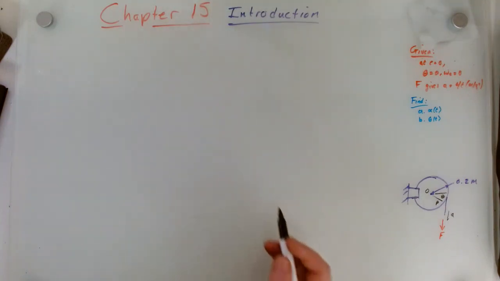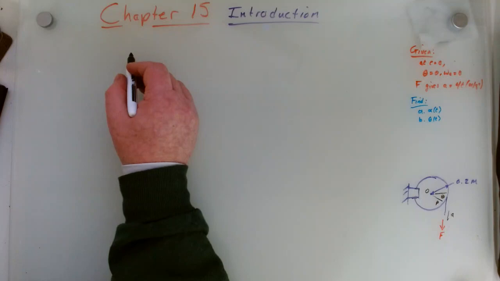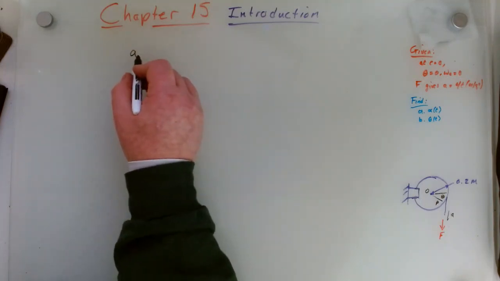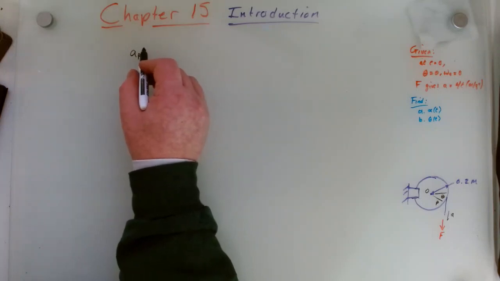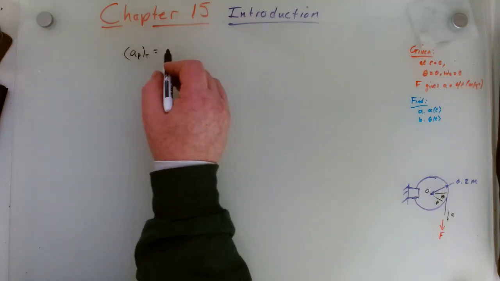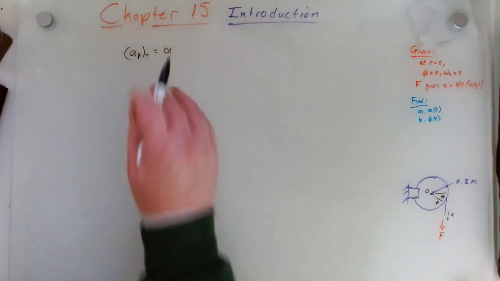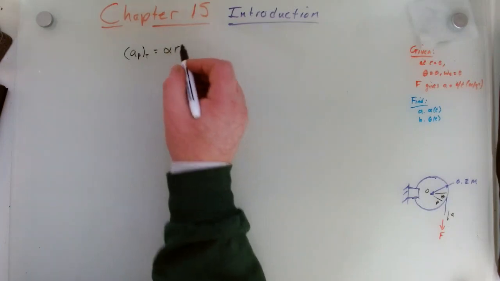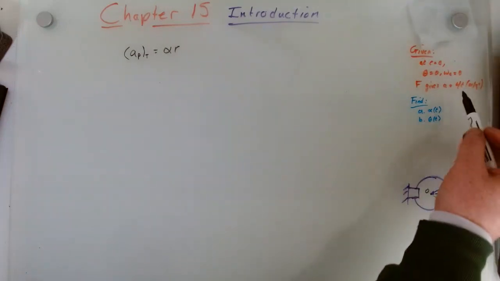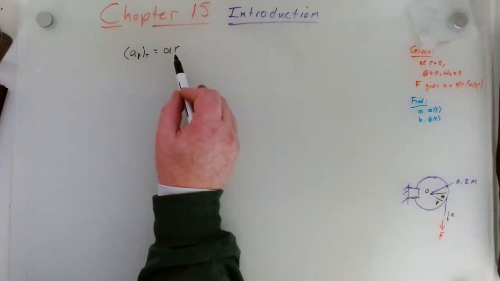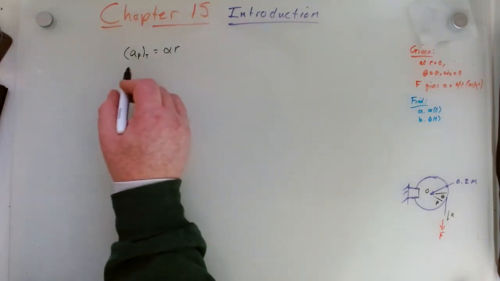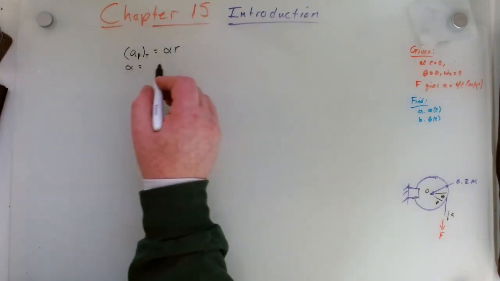So first things first, we know that a, remember, in the tangential direction, right? What is that? That is alpha r, right? Because we're in the 2D plane now. Alpha r. So we have a, right? That is this guy here. And we have r. r is 0.2. So we just rearrange.